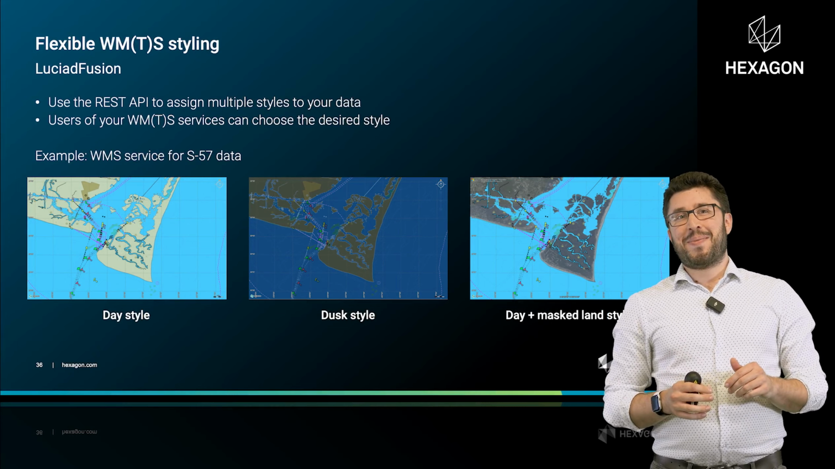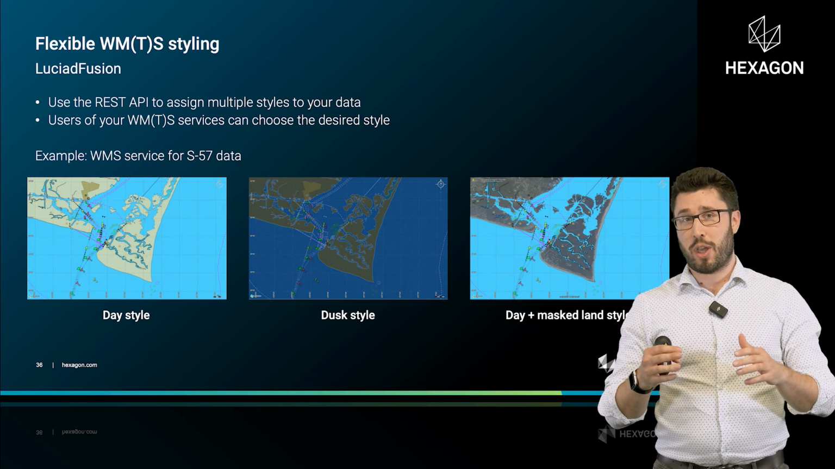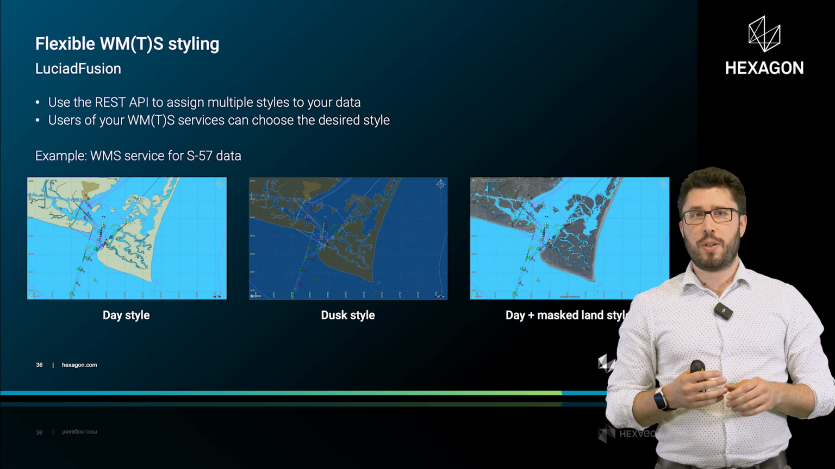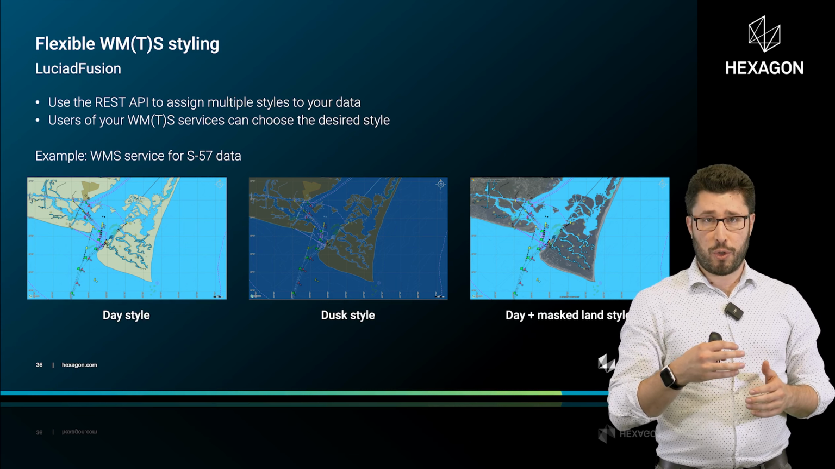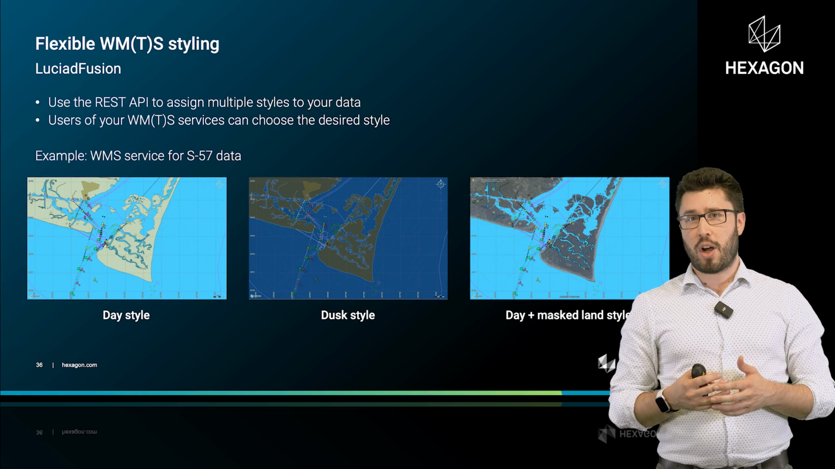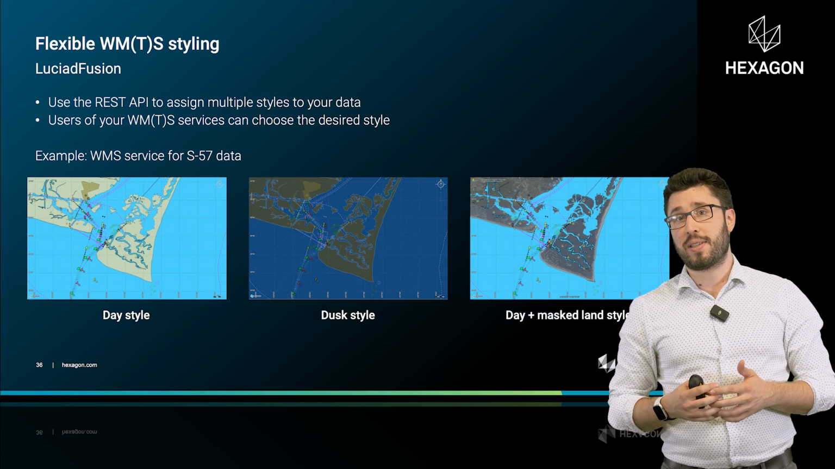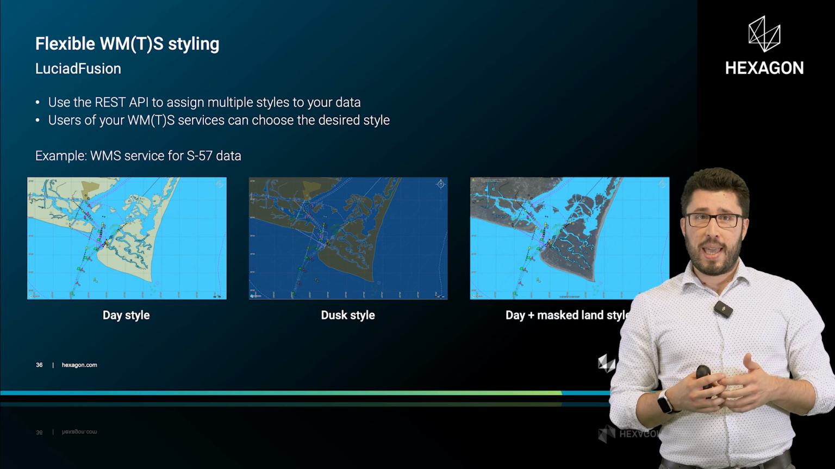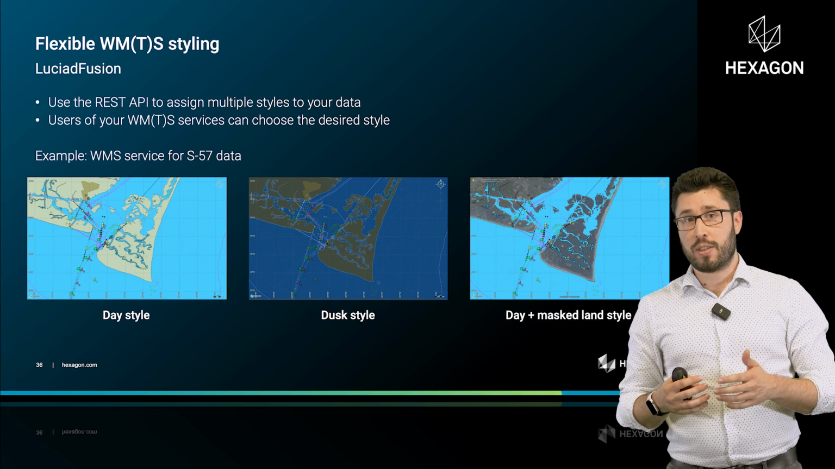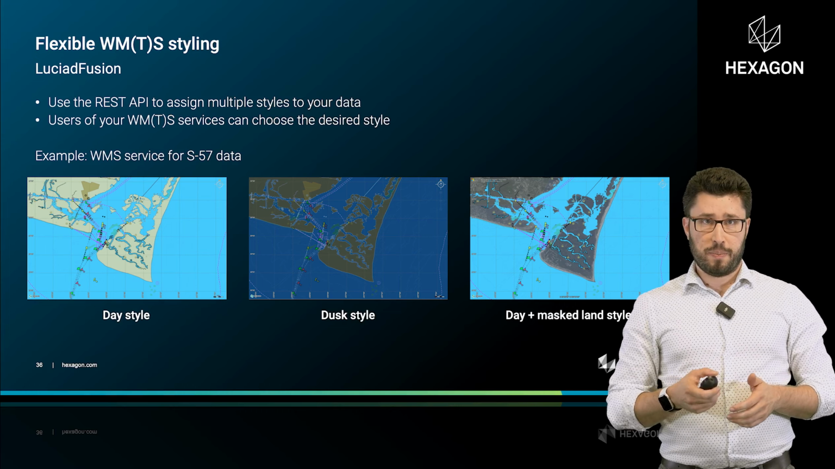Okay, that was fun. Now, some of the other new features for LuciadFusion include flexible WMS and WMTS styling. What this means is that now you can use the REST API of LuciadFusion to assign multiple styles to your data. This is commonly referred to as named styles in the GetCapabilities document of your OGC service, and it lets thin clients select from a simple list of options for styling. In the example on screen, we have defined simple named styles for day, dusk, and a variant for day that masks out land areas for maritime datasets.